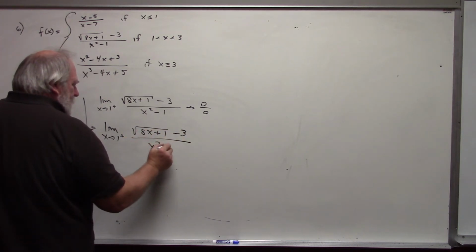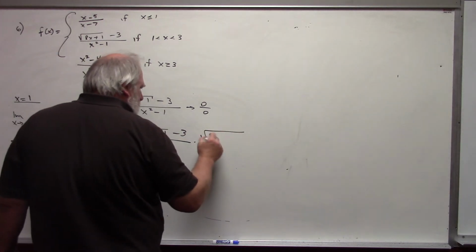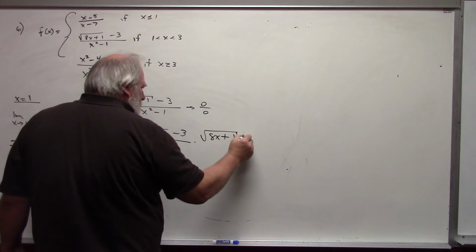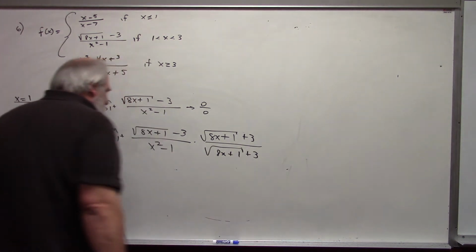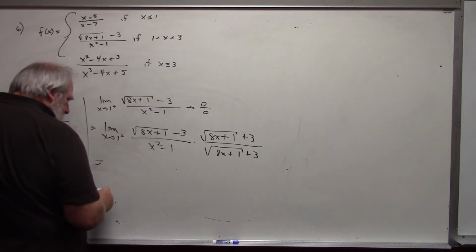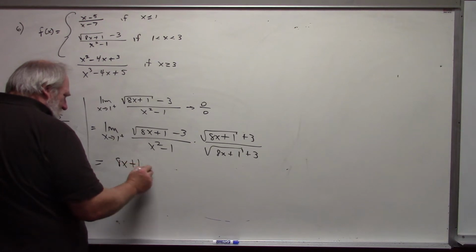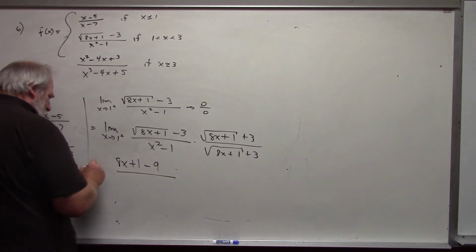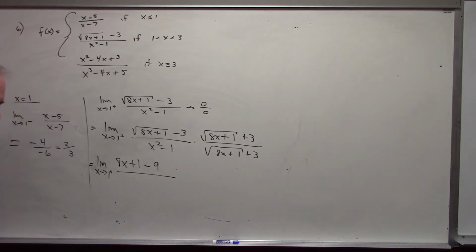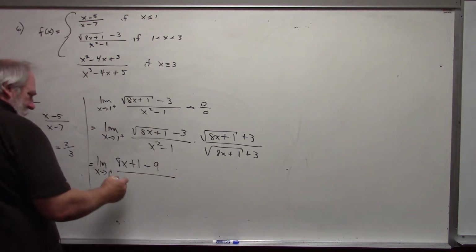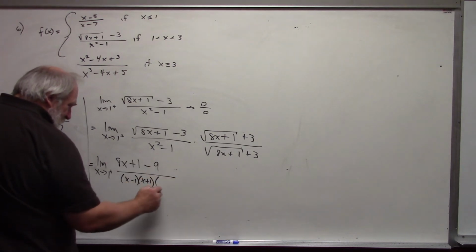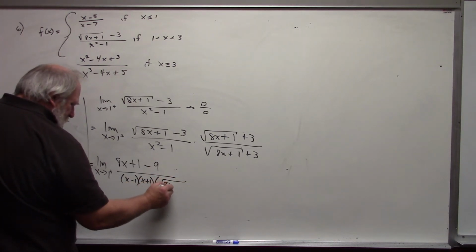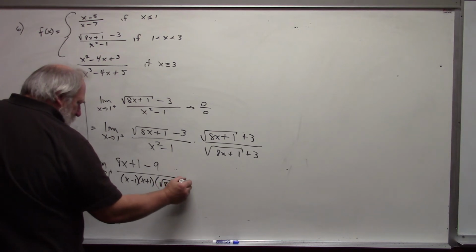Multiply by the square root of 8x plus 1 plus 3 over the square root of 8x plus 1 plus 3, which then gives us 8x plus 1 minus 9. Oops, drop my limit. Over, I'll factor x minus 1, x plus 1, and we still have this other factor, the square root of 8x plus 1 plus 3.